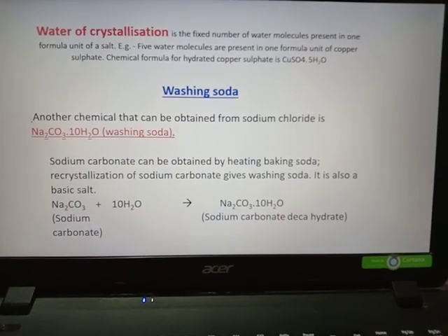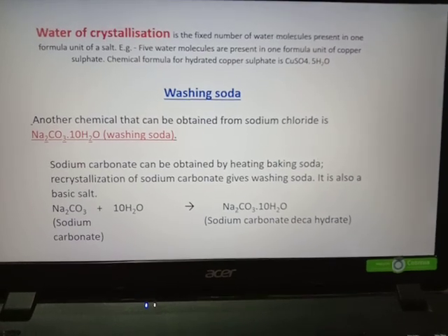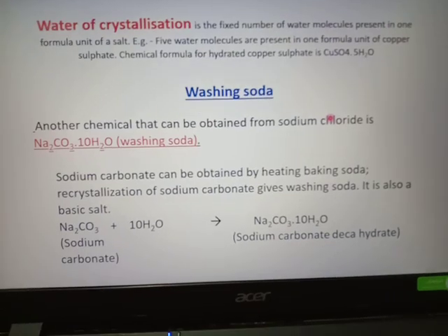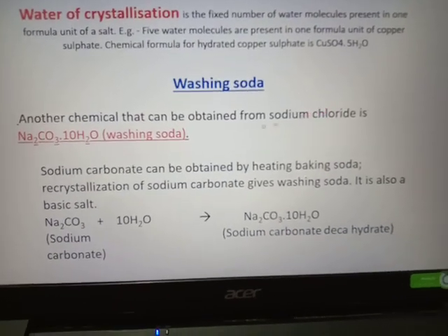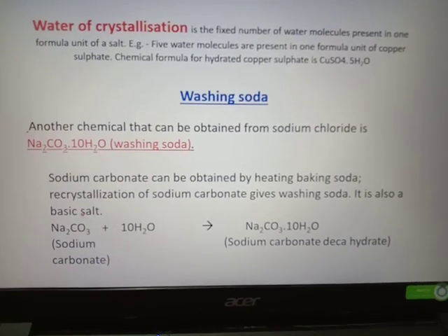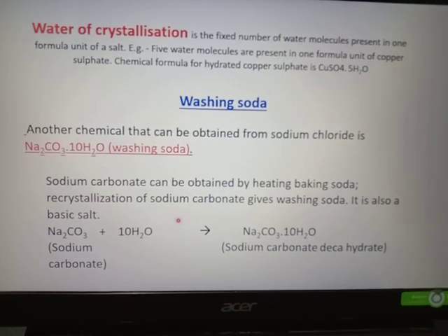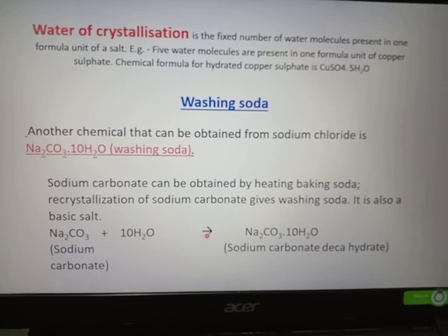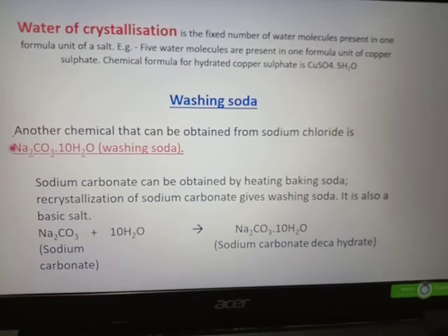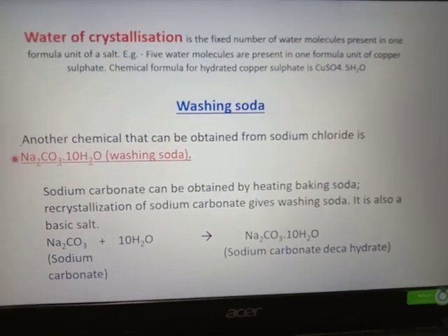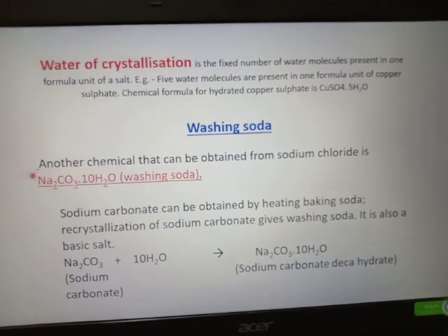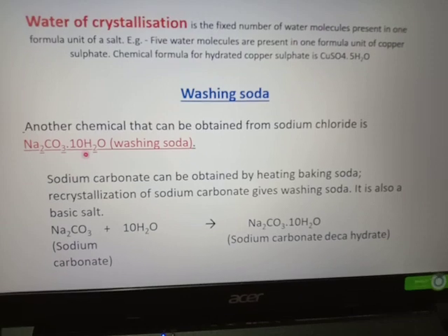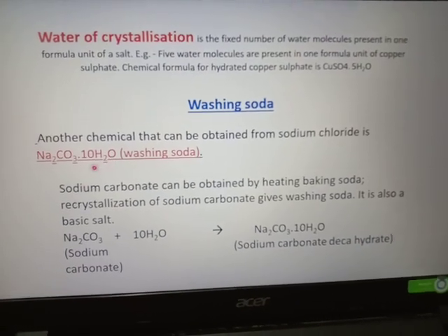Now children, another compound, washing soda. Washing soda is prepared by heating sodium bicarbonate. It decomposes to give you sodium carbonate, and this sodium carbonate will be mixed with water and we obtain crystals of sodium carbonate.